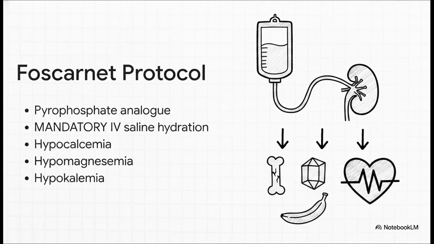Foscarnet essentially acts as an electrolyte chelator in the body. You're going to see severe hypocalcemia, hypomagnesemia, and hypokalemia. And these aren't just minor little lab abnormalities. These electrolyte drops are so steep they can lead straight to severe arrhythmias or even seizures. Administering this drug requires absolute precision.